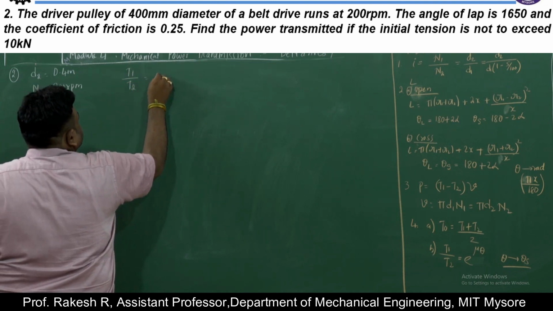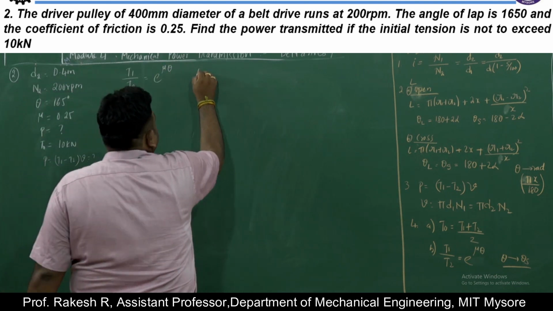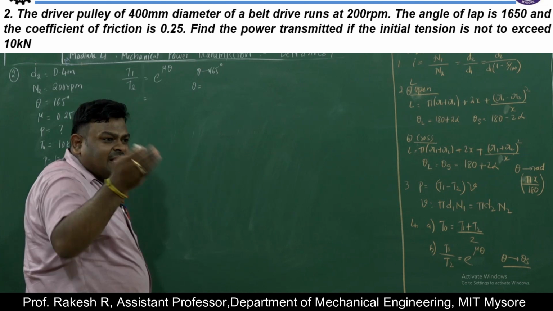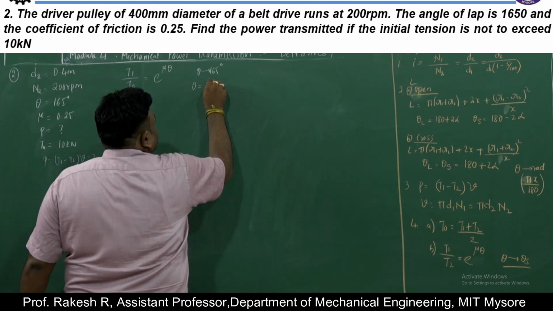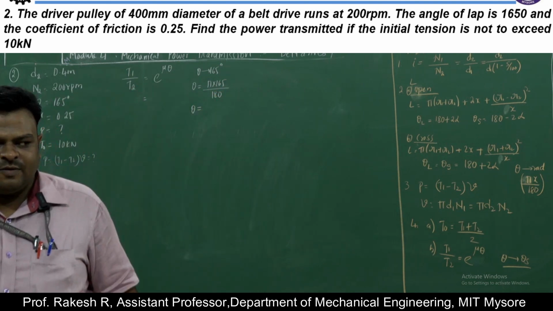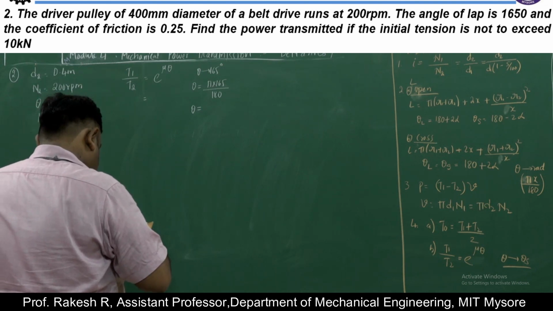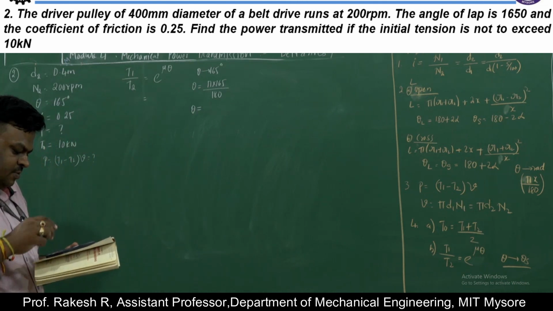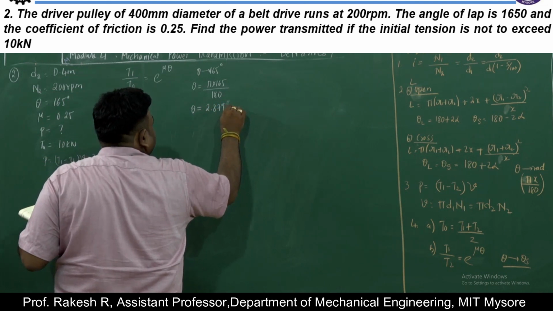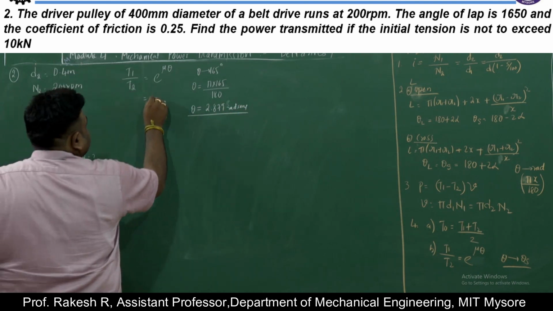So I know T1 by T2 is equal to e to the power of mu theta. And theta is given. Theta is nothing but 165 degree. I have to convert this to radian. Pi by 180 you have to multiply. So pi into 165 divided by 180. If you multiply this value, you will be getting 2.879 radians. Now you substitute the value in e to the power of mu theta.